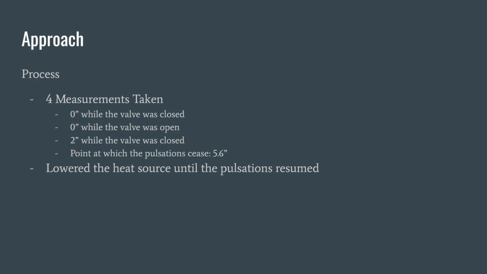After these measurements, we made sure the vent was closed, moved the burner up to 2 inches above the base position, and took the measurements there as well. We then continued to slowly move the burner up until the pulsations ceased, which happened at approximately 5.6 inches.